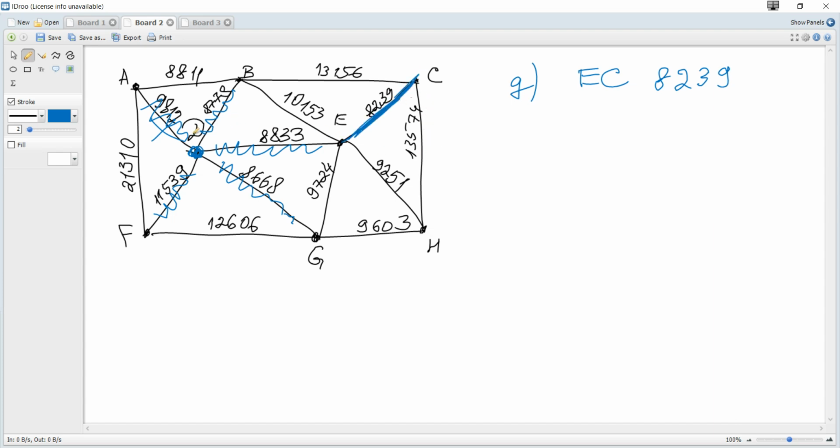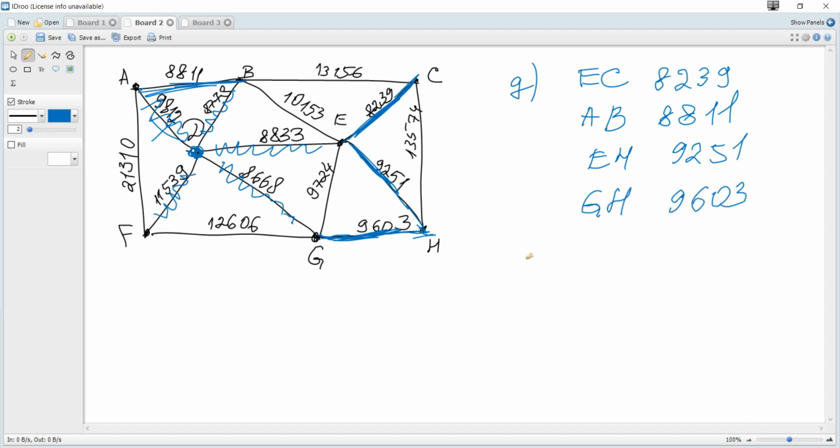Then AB, then CH, then GH, then you can see that EG is not required because G is already in the network and E is also already in the network.